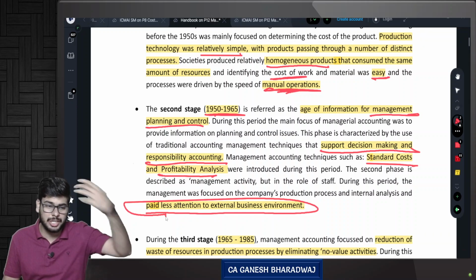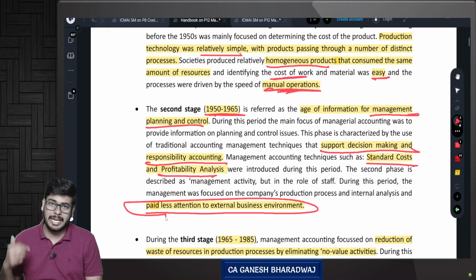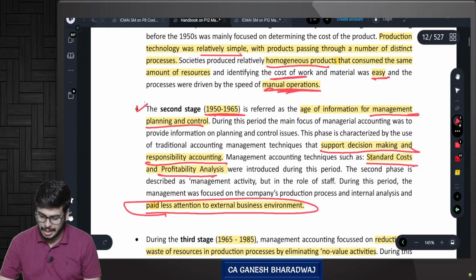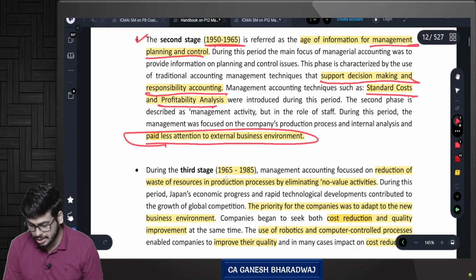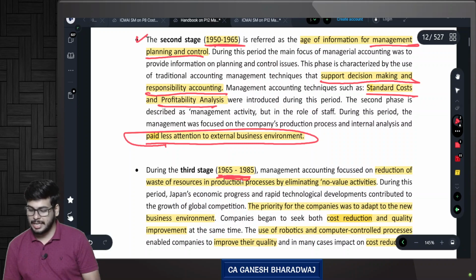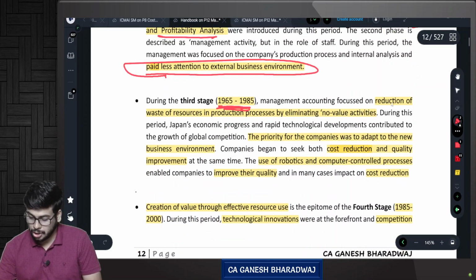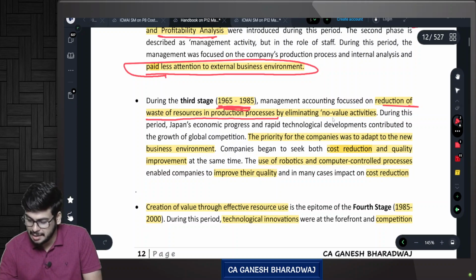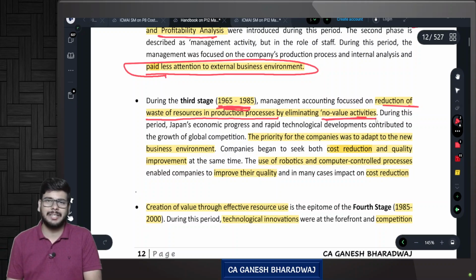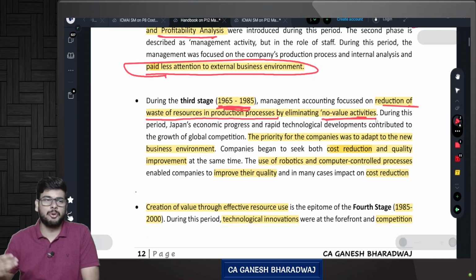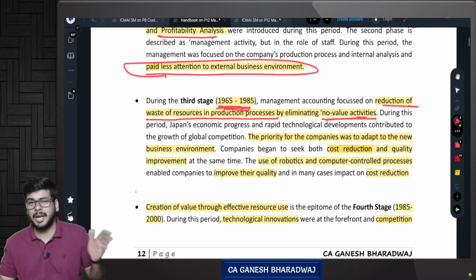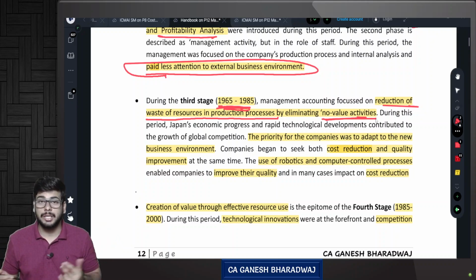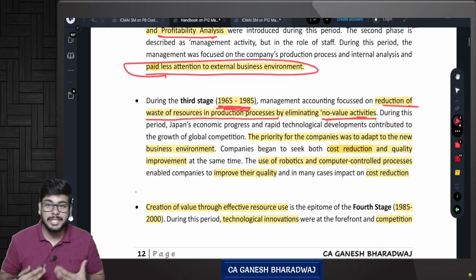That's how it evolved. Slowly it got evolved. First, management decision making itself was not even taken into account in the first stage. Slowly in the second stage, they started realizing the importance of that. Now in the third stage, for the next 20 years, 1965 to 85, the focus was on reduction of waste of resources in the production processes by eliminating the non-value added activities. For you to produce a product, to convert it from RM to FG, from raw material to finished goods, there are a lot of activities that need to be taken. Now what they did was they started analyzing every activity.